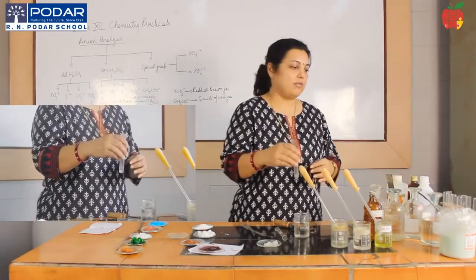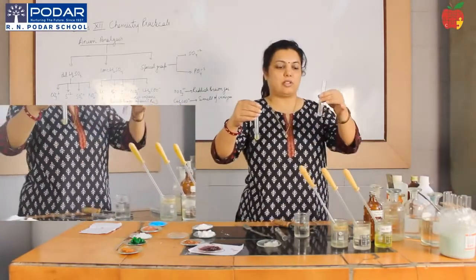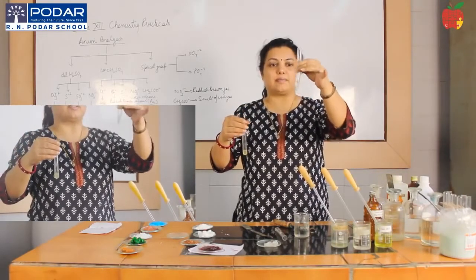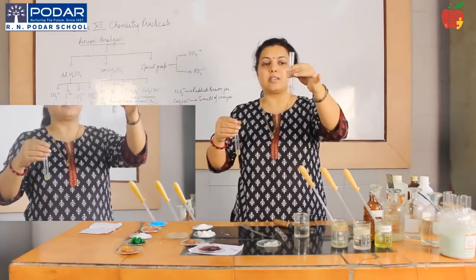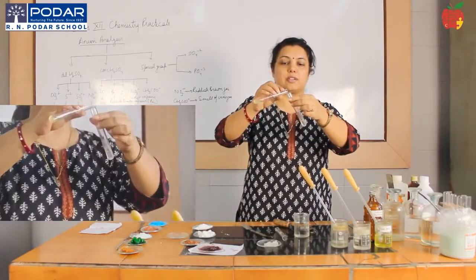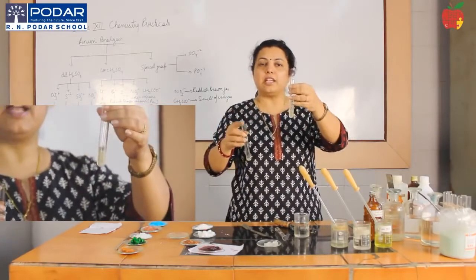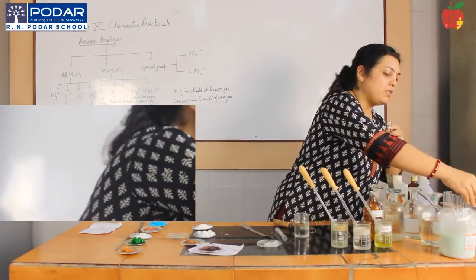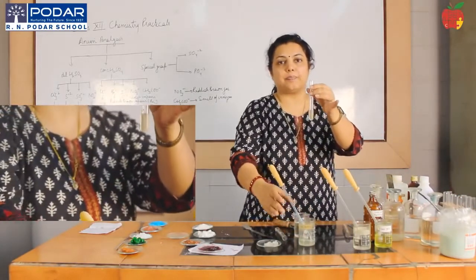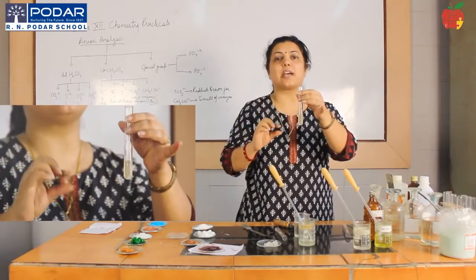Now to this salt solution, what we will add is a freshly prepared ferrous sulfate solution. Ensure that the complete salt has dissolved, otherwise we'll have to filter it. So more or less it is soluble. I am adding freshly prepared ferrous sulfate solution to it. After adding your ferrous sulfate solution, you will be adding concentrated sulfuric acid by the side of the test tube. The ring is formed at the junction of the aqueous layer and the sulfuric acid layer.